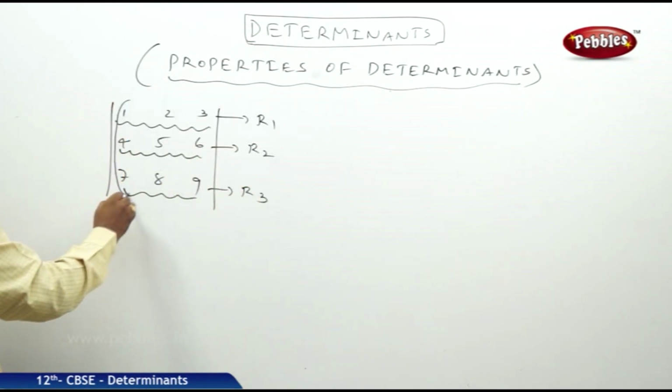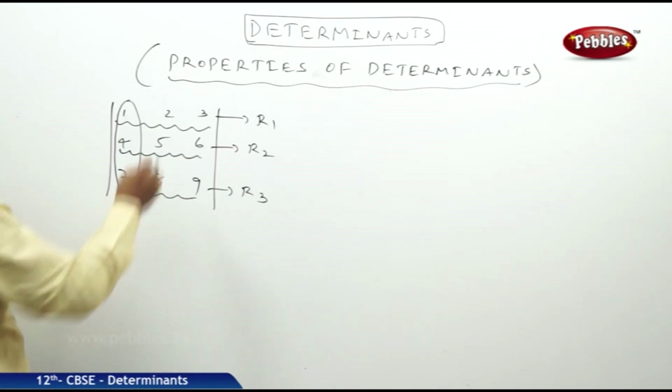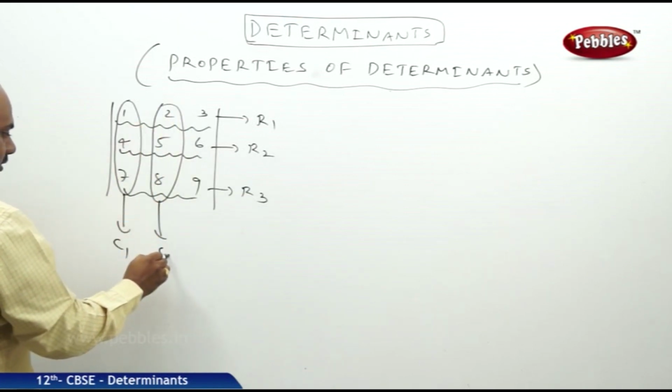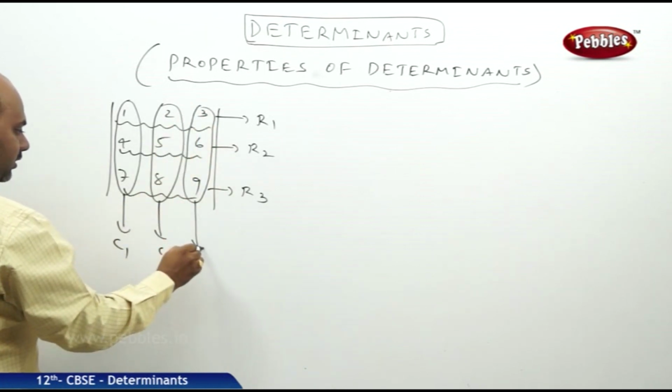And this particular one we call a column. As it is the first column, we denote it as C1. And this as C2. And as this is the third column, I denote it as C3.